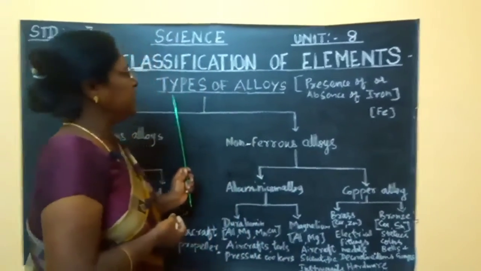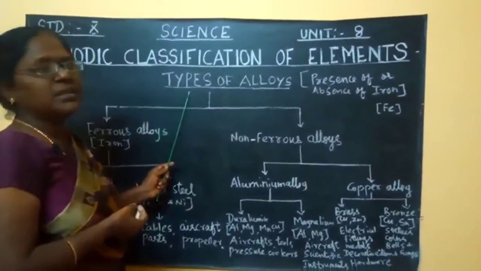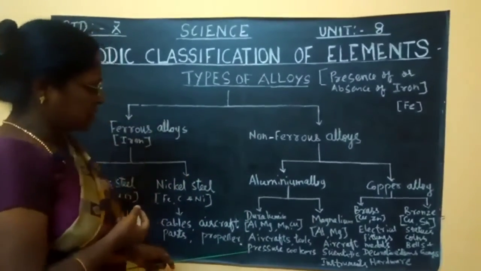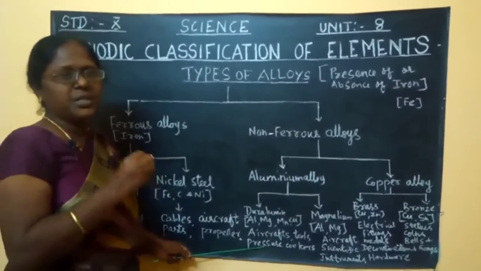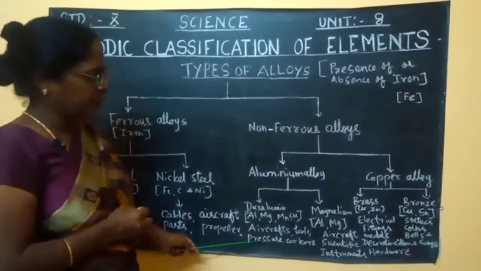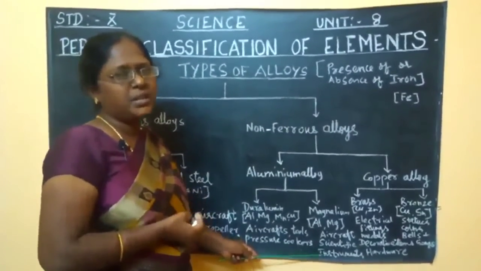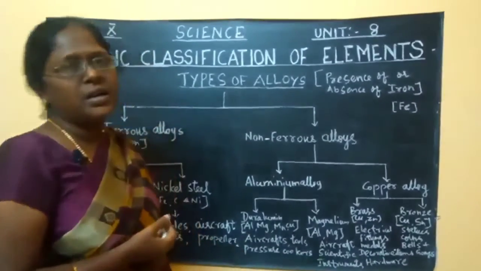Here you will get a short answer question, that is, explain the types of alloys. Or they will ask questions like: pressure cookers are prepared by using dash alloy, or scientific instruments are prepared by using dash alloy. Like this you will get one-mark questions.